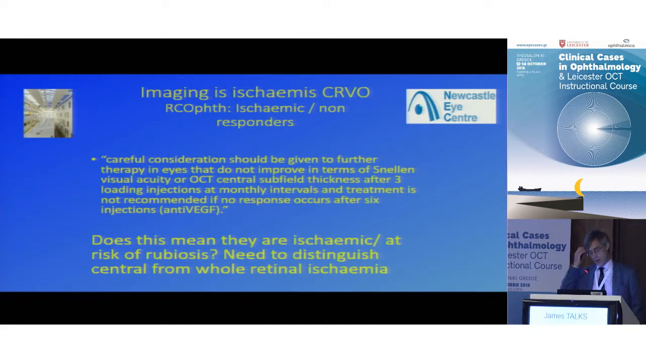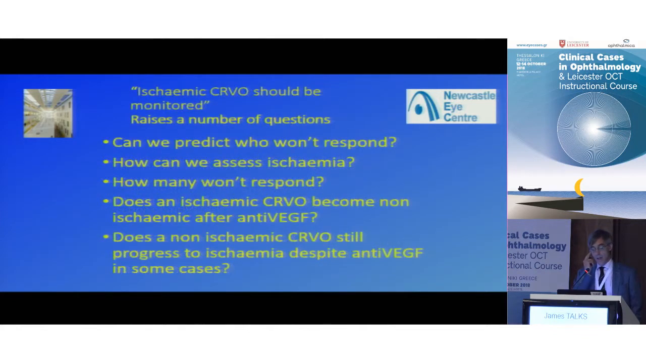And also, how do we really assess whether the retina is ischemic? There's a lot of criteria there to decide, is it ischemic or isn't it? And so some of the questions I wanted to ask is, can we predict which one is not actually going to respond? How can we properly assess whether it is ischemic? And if you do treat it, does that mean it is no longer an ischemic central retinal vein occlusion? If you give them enough anti-VEGF, does the circulation recover so that they're no longer ischemic and therefore not going to get rubeosis several years down the line? So I'll see if we can address some of those.